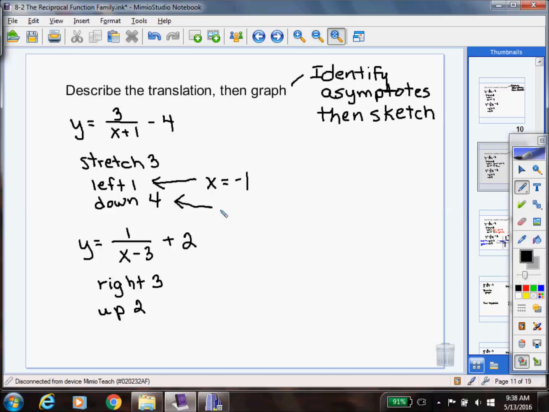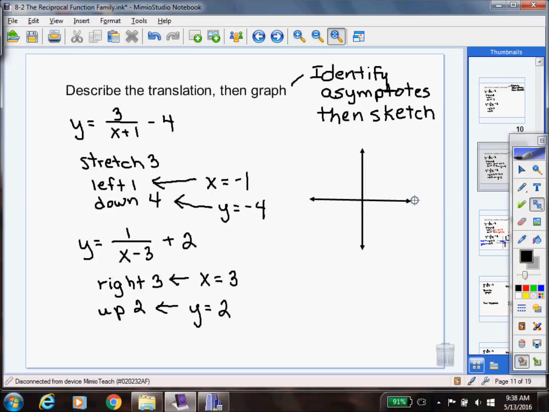X can't be negative 1. Down 4 means that y is going to equal -4. That will bring the whole thing down 4 units. When you have the situation for right 3, that's where x is going to equal a regular positive 3. And when you have up 2, that means that we're going to have y equaling 2. You always ask yourself what did it do, and then you can easily find the asymptotes.